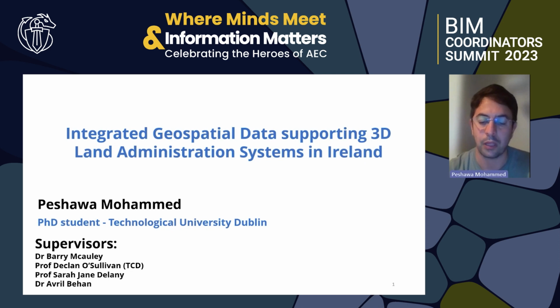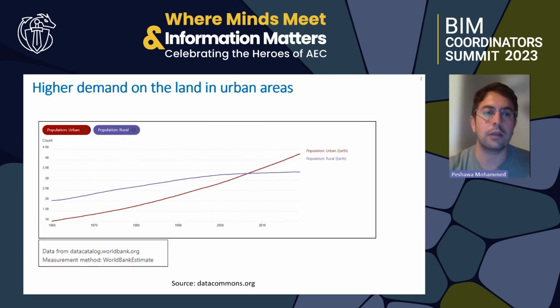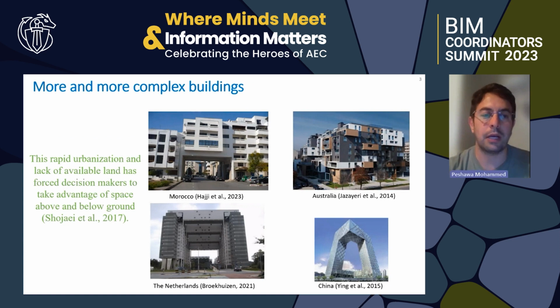in Ireland. Over the past 2 decades, the population in urban areas has increased drastically and exceeded the population in rural areas. This caused a higher demand on the land in urban areas. This rapid urbanization and lack of available land in urban areas has forced decision makers to take advantage of space above and below ground. That's why we started to see more and more complex buildings all over the world.